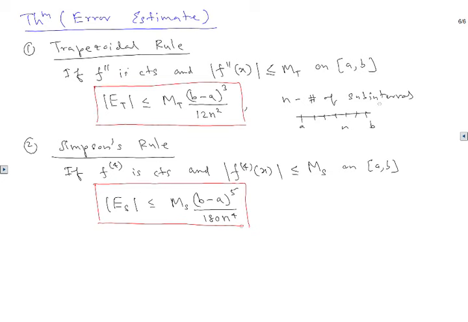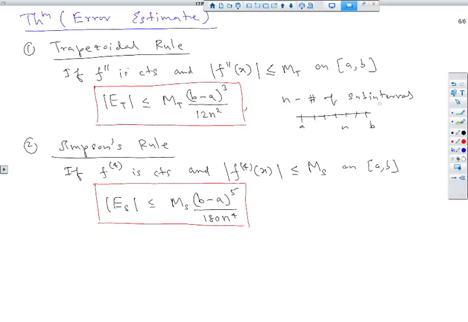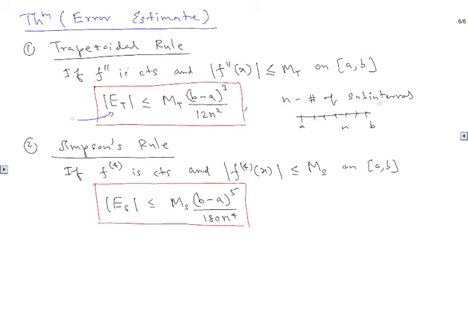Okay, and then this is the error. So that's the error, how much error you're going to get. That's the error term. So what you need to do is find the derivative. In the trapezoidal rule you need to find the second derivative. In the Simpson rule you need to find the fourth derivative. Then after you know the derivative, you can find the largest possible value on that interval, and then you can say this is the maximum possible error.